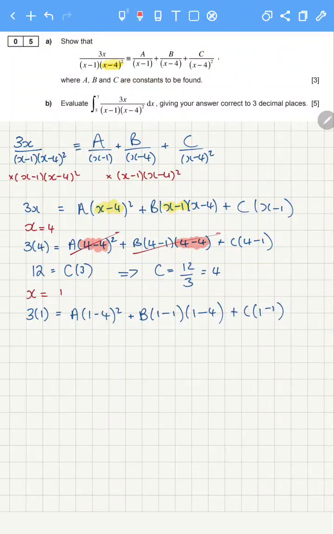Okay, what cancels out then? Anything with a 1 minus 1. So this cancels out, and this cancels out. So this goes, and this goes. And we're left with 3 equals a times minus c squared, 9. Oh, right, so we're going to get 3 over 9 equals a, which is equal to a third.